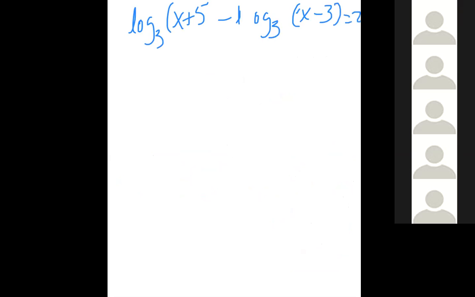Here's the next one. Log base 3 of x plus 5 minus log base 3 of x minus 3. All right, I'm going to be pausing here so I can ask you guys this question, okay?